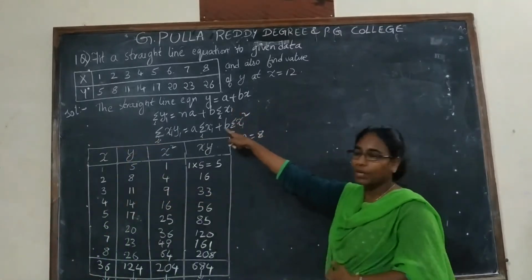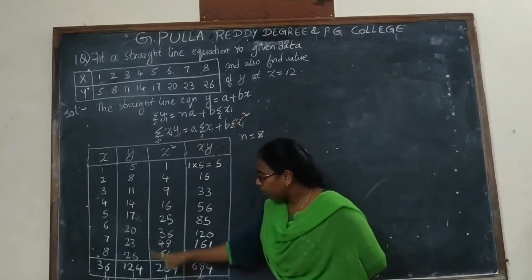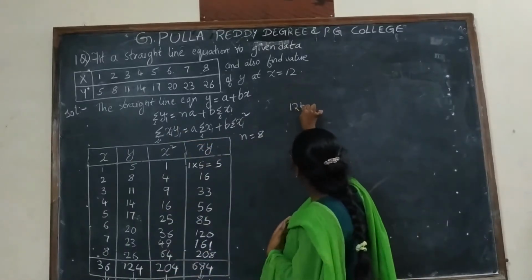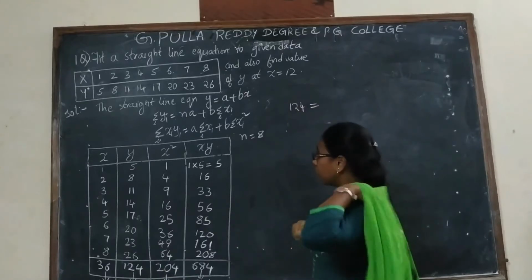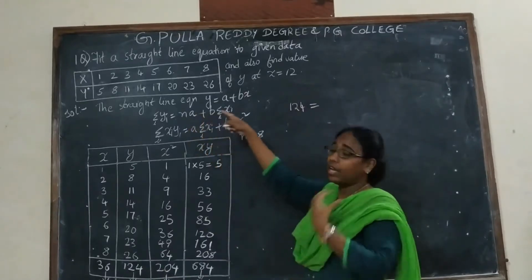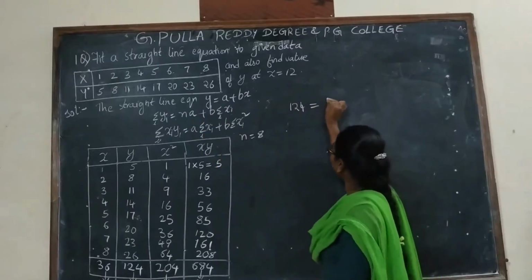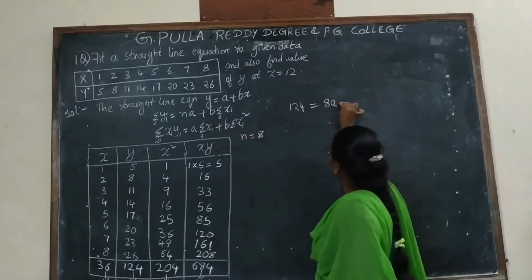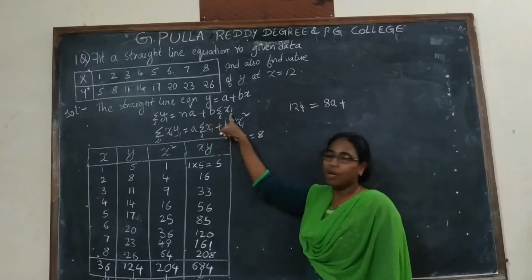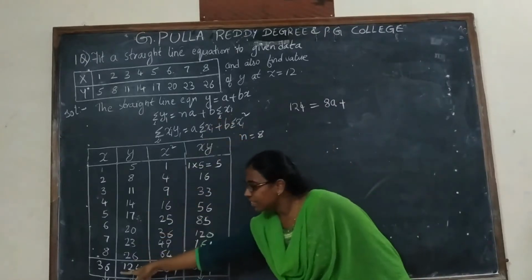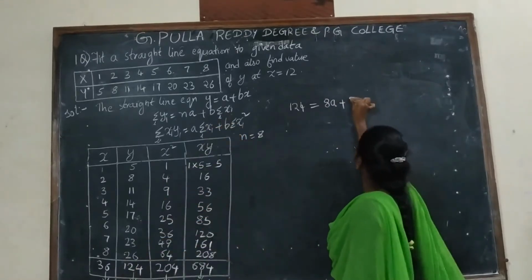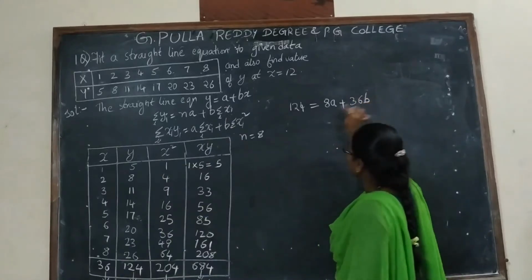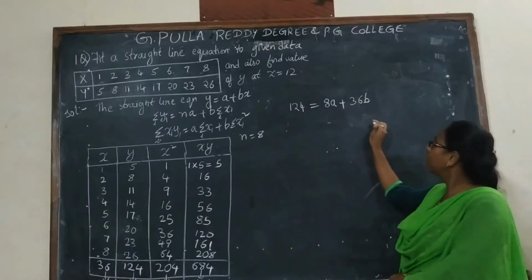So the first normal equation is summation yi. What is the summation yi value? 124. So 124 equals n into a. What is the n value? 8. A as it is, plus b into summation xi. What is the summation xi value? 36. So 36b. So this is the first normal equation we got.